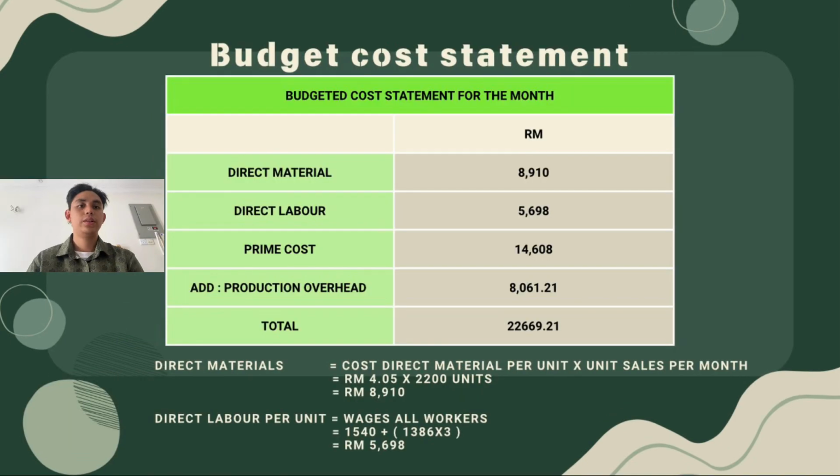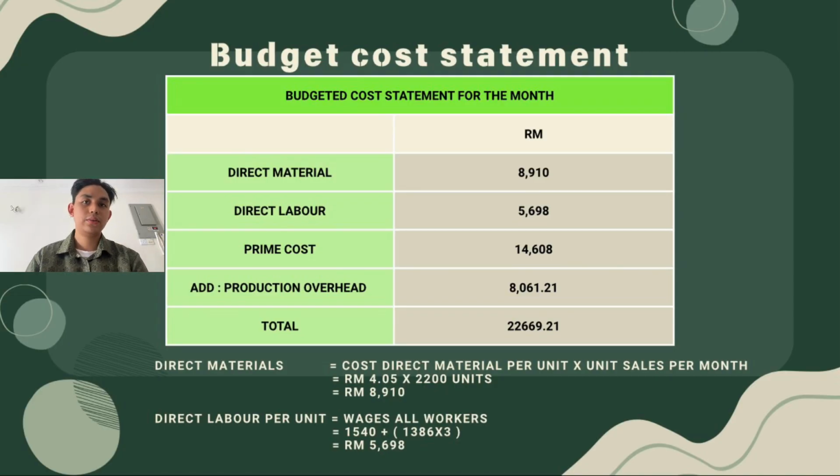So we are going next to the budget cost statement. As you can see below the table, there is a formula for direct material and direct labor. So direct material cost per unit times unit sales per month. So 4 ringgit 5 cents times 2,200 units, so you will get 8,910 ringgit.